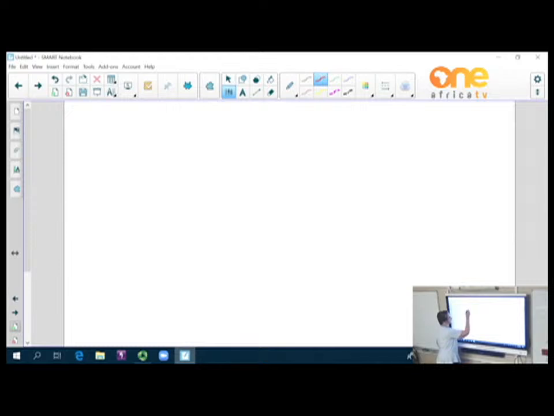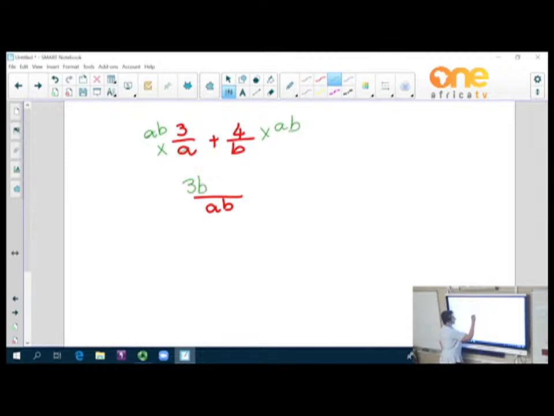Another example is 3/A plus 4/B. What is my LCM in this case? AB. How did you get that 12? You multiplied the 3 with the 4. So the LCM is AB. If I multiply with the LCM and cancel, then I have 3B plus 4A, and that is your answer. Remember, you cannot cancel here. We can only cancel if it is multiplication.